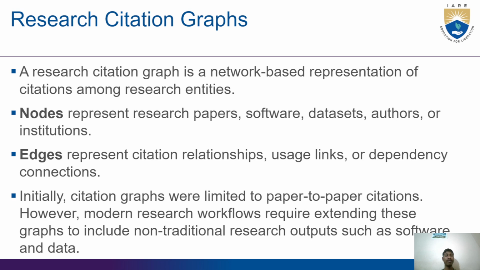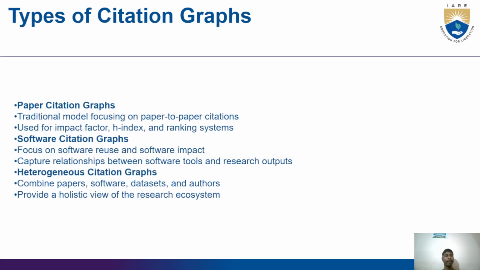Nodes represent research papers, software, datasets, authors, or institutions. Edges represent citation relationships, usage links, or dependency connections. Initially, citation graphs were limited to paper citations. However, modern research workflows require extending these graphs to include non-traditional research outputs such as software and data.